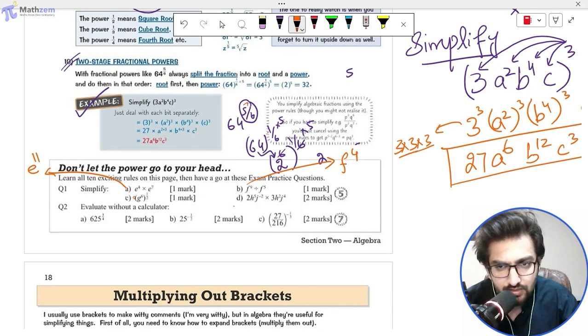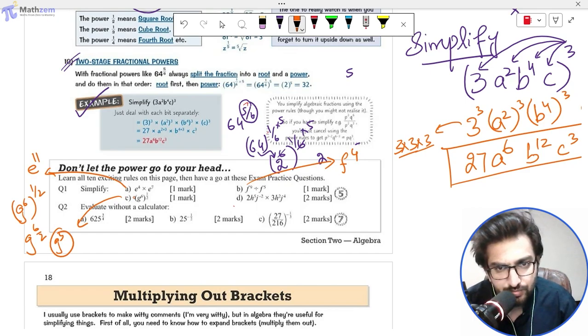Rule number 3: there are two powers, that is g to the power 6 to the power 1 by 2. So just multiply these two powers, so it will become g to the power 6 by 2. That 6 will be multiplied with that 1 by 2. 6 divided by 2 is 3, so g to the power 3. That is the answer to part C.